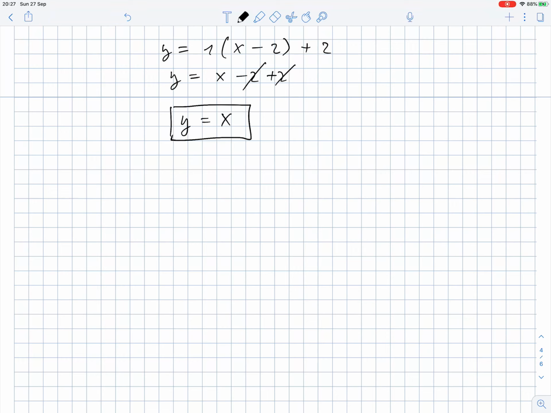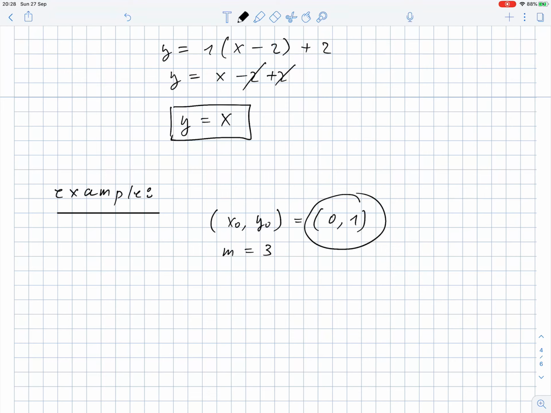Second example. We have a fixed point already, 0 and 1, and we have a slope m equals 3, and they want us to find the particular linear function. What is the expression of a linear function whose slope is 3 and to which this point belongs?